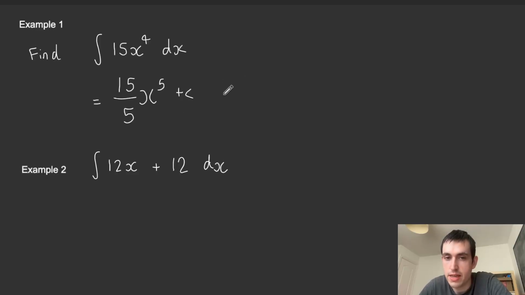Of course, this can be simplified a tiny bit. If you see a simplification like this, so 15 divided by 5 being 3, go for it and simplify it. I know it's another line of working, but you may lose out on a mark if you miss it out. So our final answer would be 3x to the power of 5 plus c.